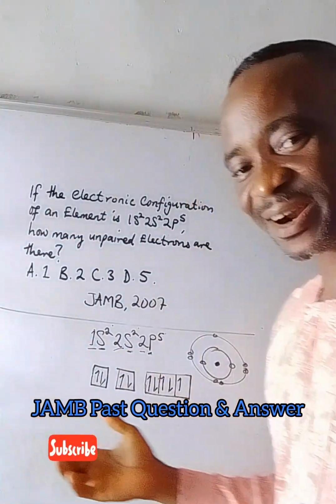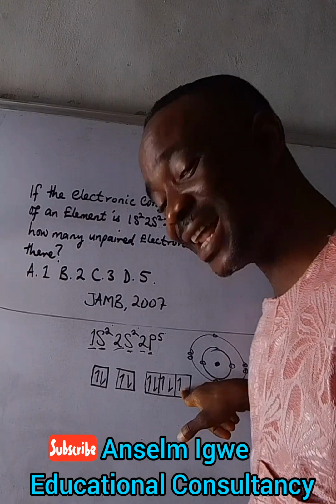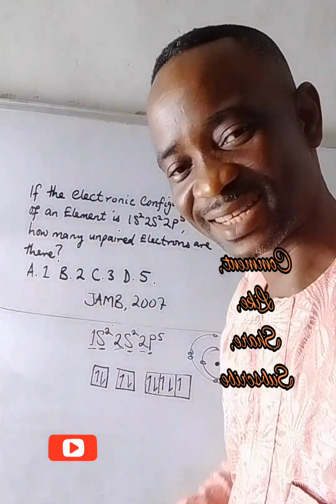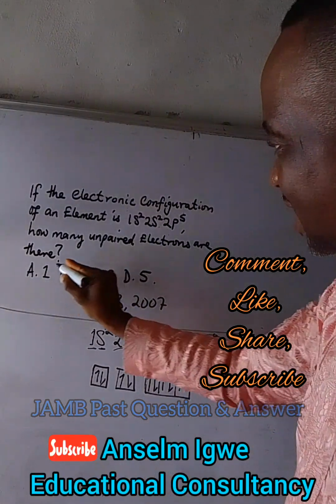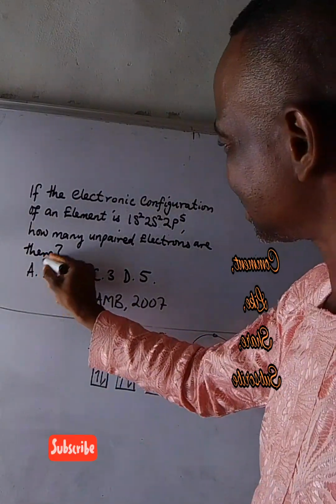Looking at this orbital diagram, you will know that 1 electron there is not paired. It is single or unpaired. Therefore, the answer is here looking at us. A is the answer.